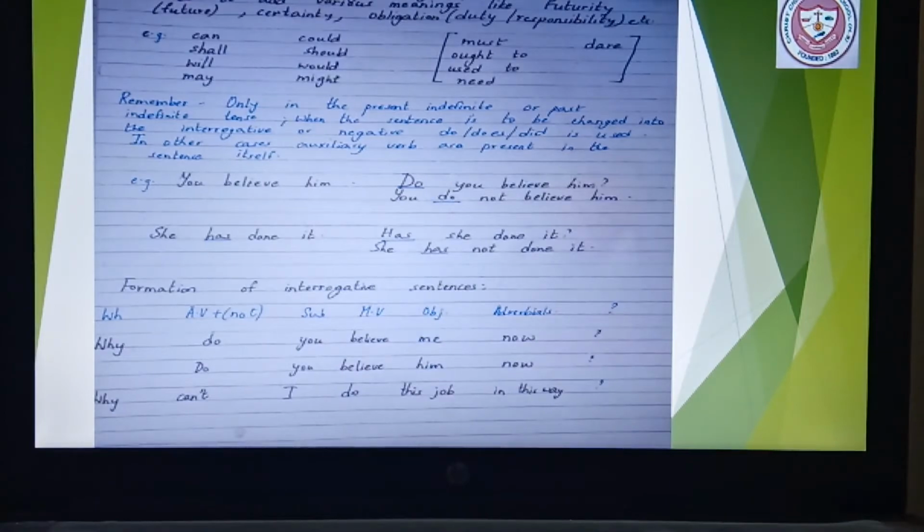Now, how to form interrogative sentences? So, all the explanation of auxiliaries and different kinds of auxiliaries, this was the main function.